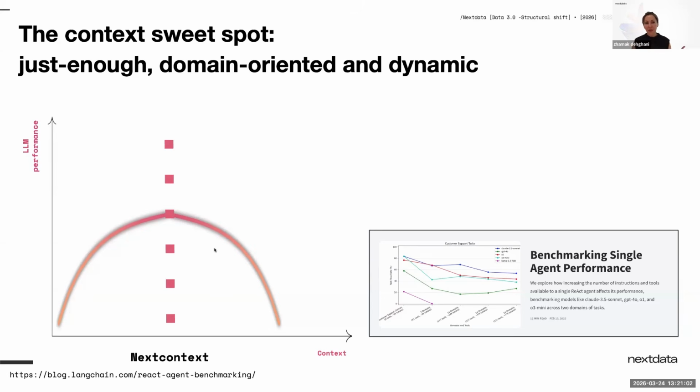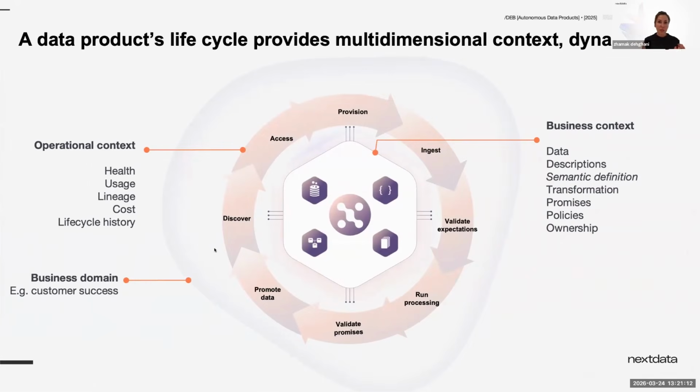So we use next context as a short term for what we think is an optimal window of context to share, and that domain-oriented dynamic context that is being generated by the agents is really the key. And for us, this concept of autonomous data product that is running, that is generating the data, really beautifully shares two sets of contexts together as part of the same domain semantics.